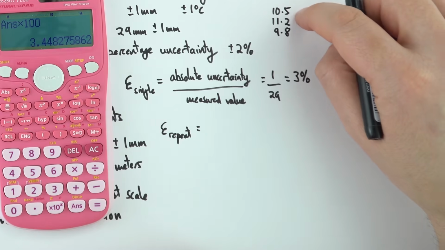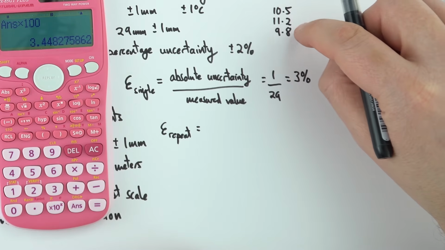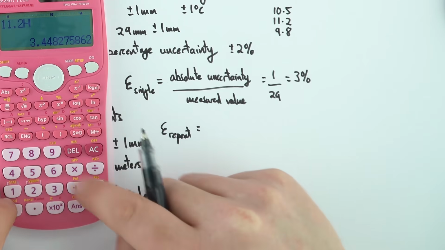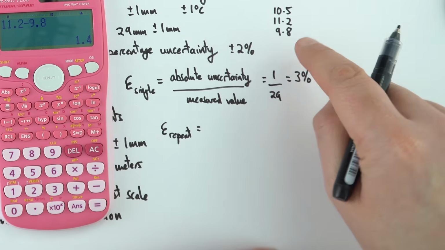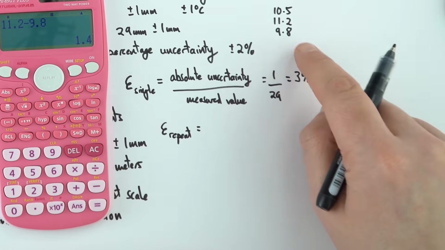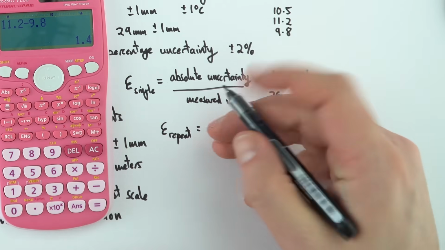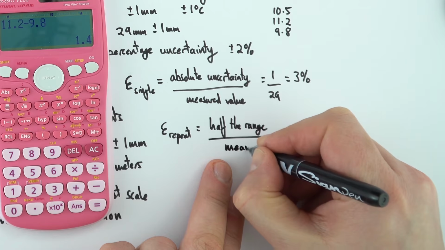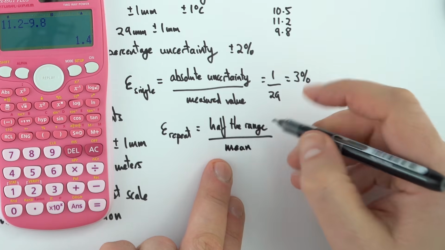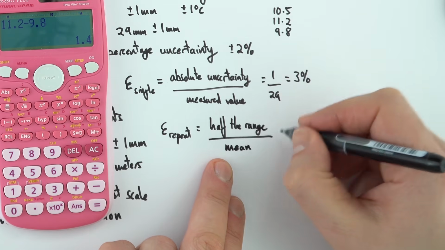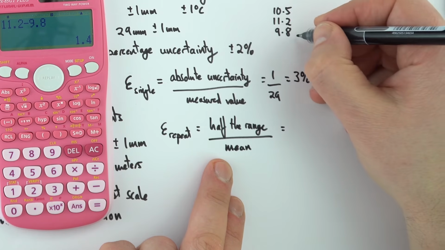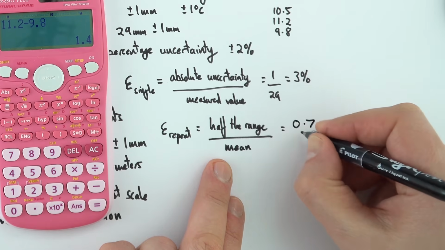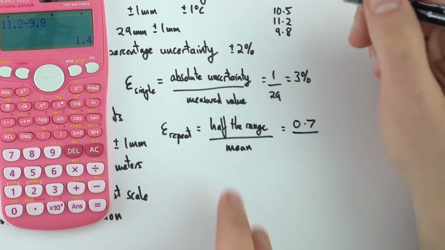So first of all, we're going to look at the range of this data, which goes from 11.2 down to 9.8. So 11.2 minus 9.8 is just 1.4. And when we look at the uncertainty, it's going to be equal to half the range. And what we're then going to do is divide this uncertainty, half the range, by the mean value. So in this case here, the range was 1.4 from smallest to biggest. Half the range is going to be 0.7. And we're going to divide that by the mean value.